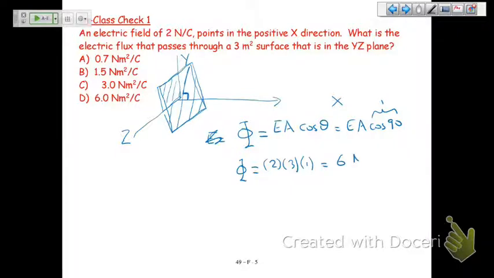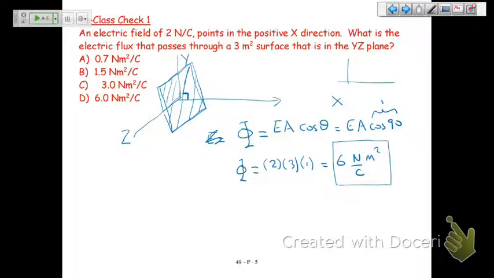So what are the units? It's going to be newtons per coulomb times meters squared. So logically it comes from the field times the surface area. Newtons per coulomb times meters squared. Yes? Isn't cosine of 90 equal to 0? Cosine of 90 is 0.